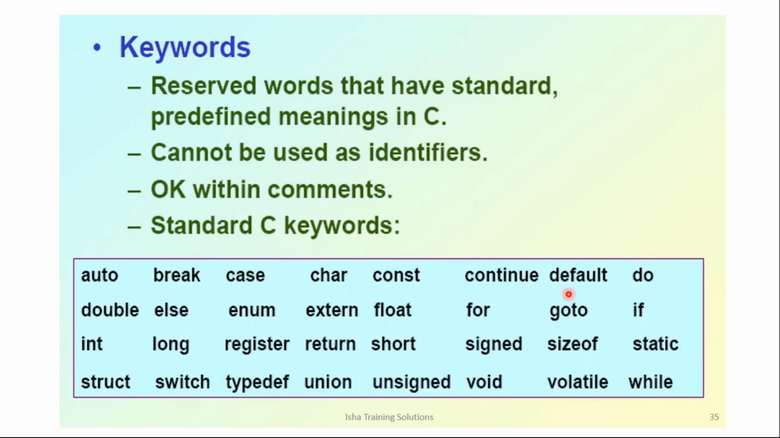We have these different keywords, and these keywords cannot be used as identifiers. If they are used, the system will automatically show you an error that a keyword cannot be an identifier.